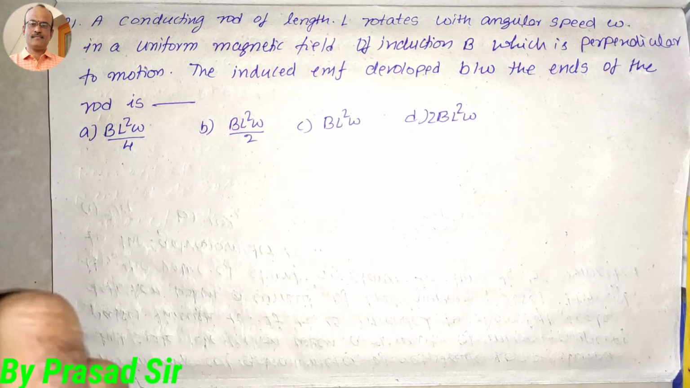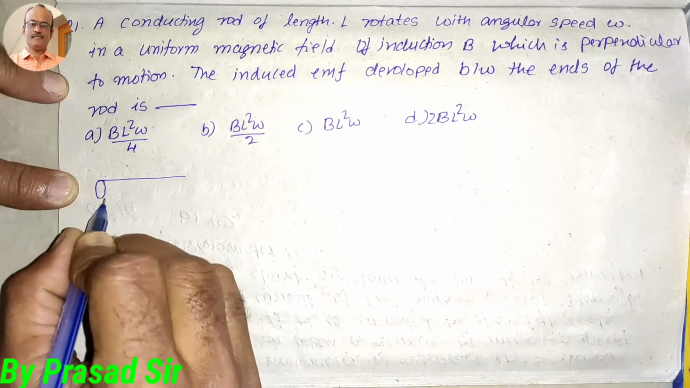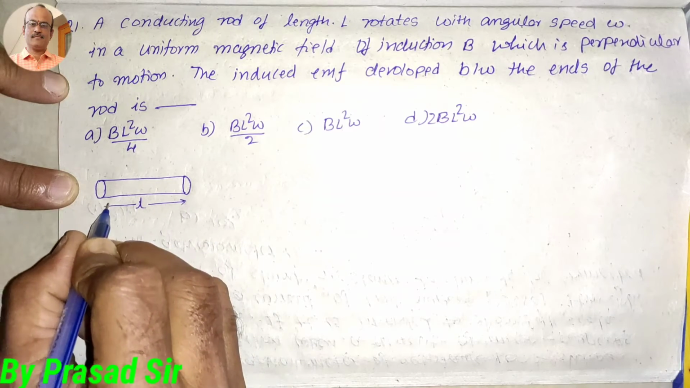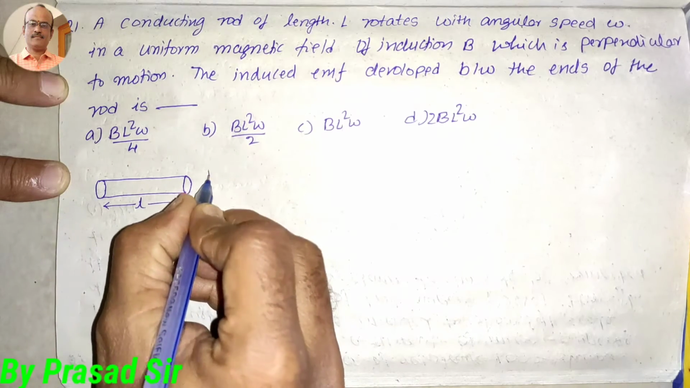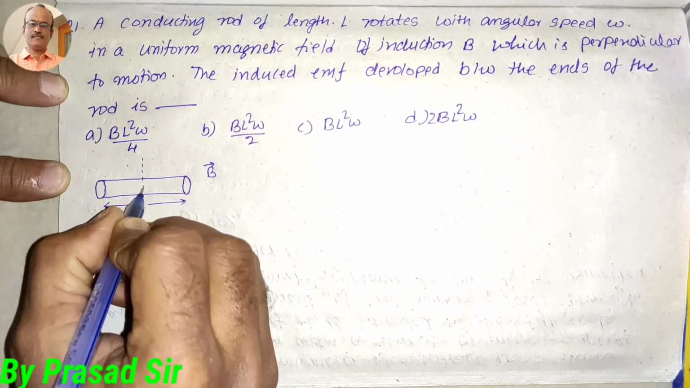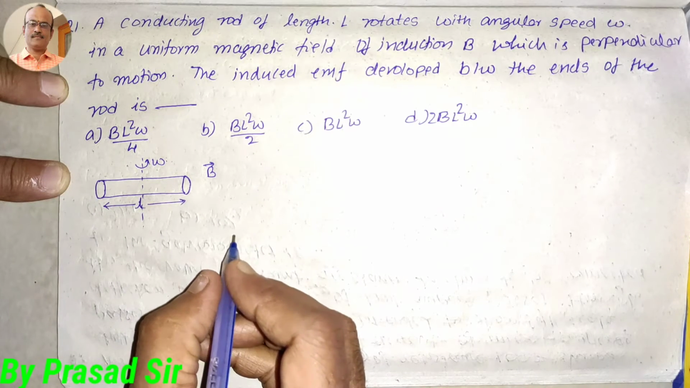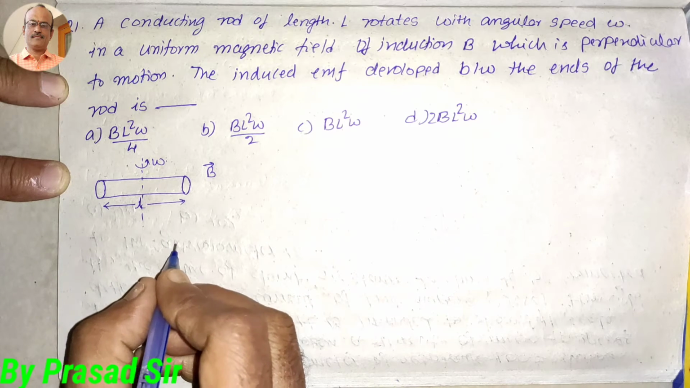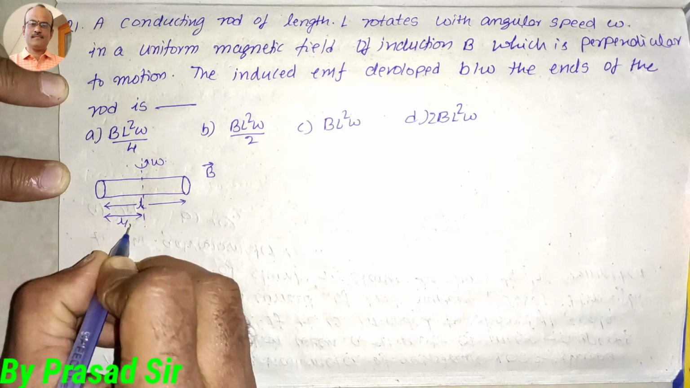So here first of all, in this question, there is a uniform rod of length L which rotates with angular speed omega in a uniform magnetic field, which is perpendicular to the motion. The induced EMF developed between the ends of the rod is how much? So first of all, from here to here, I will take as L by 2.